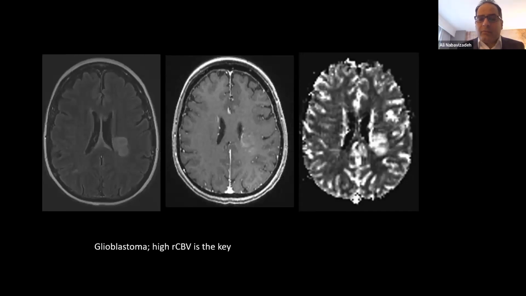Perfusion can also be helpful when lesions look like demyelination but are not, like this lesion which has this finger-like periventricular lesion, which could look like a tumefactive demyelinating lesion. With some enhancement, perfusion shows marked elevation. This turned out to be a glioblastoma.